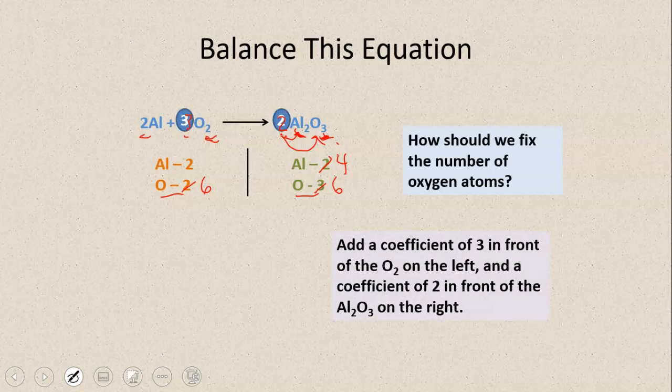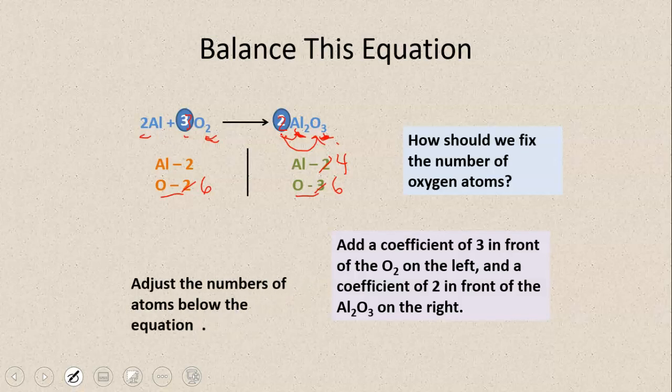All right, so they're showing the same thing. They just added a 3 and a 2 in there like I did. But this changes the numbers below. And so this is what I just showed you a moment ago. Our oxygens are balanced. Our aluminums are not. Okay, so what can we do to fix that?